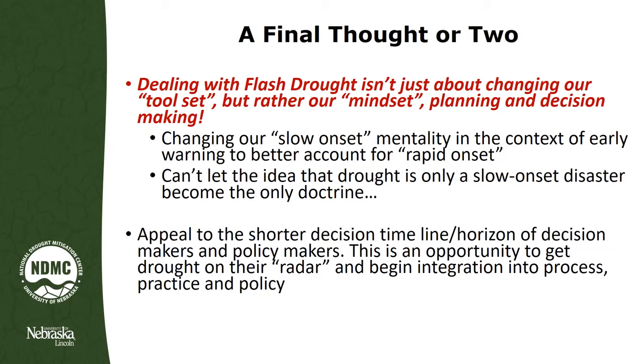And we can't let the idea that droughts are only slow onset hazards become the only doctrine we follow. I would say it's both. As I mentioned earlier, I believe this may have a better appeal to planners and decision makers, and it's a way to get drought in through that open window at that time, and it's an opportunity to get it on their radar as we try to advocate integration into various planning processes, early warning systems, and into practice and policy when all is said and done.